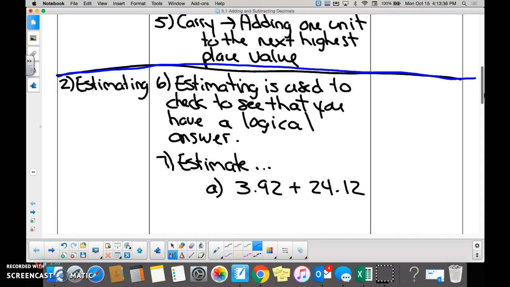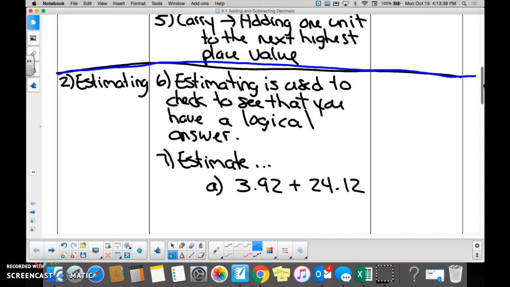And when I do an estimate, I would take my number 3 and 92 hundredths and I would just look at how I can round that. 3 and 92 hundredths is really close to the number 4. So I'm going to say this is 4. 24 and 12 hundredths: since 12 hundredths is closer to 0 than it is to moving from 24 to a 25, I am going to call that 24. So 4 plus 24 is 28. My final answer should be somewhere around the answer of 28.